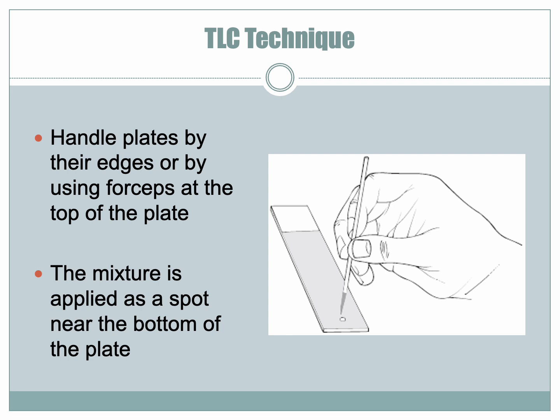So the mixture is applied as a spot near the bottom of the plate. We want to make sure the spot is as small as possible. That's why we use this teeny tiny melting point capillary.